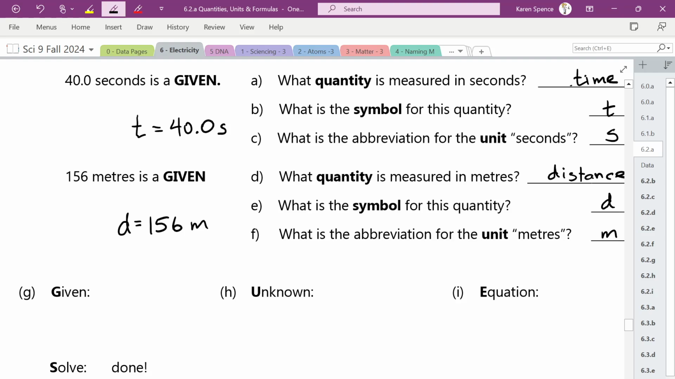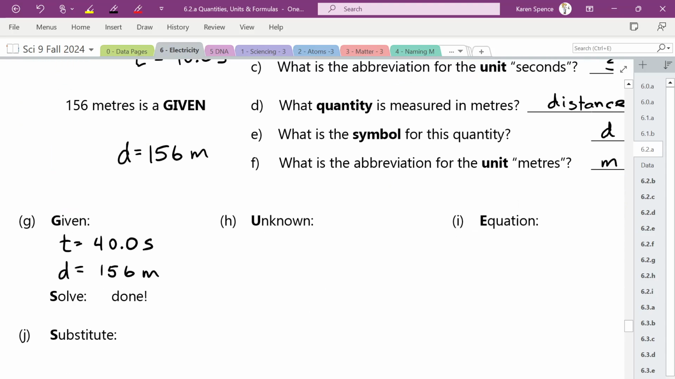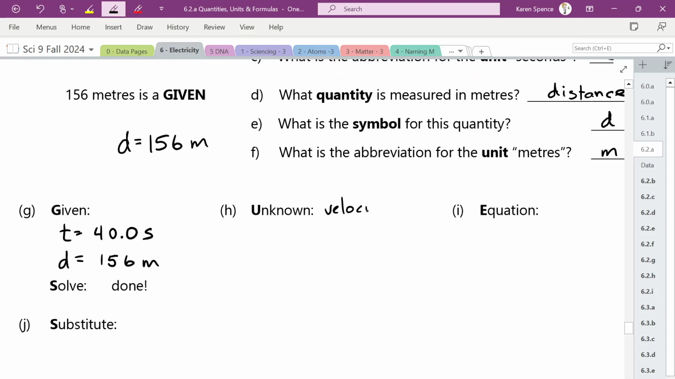So we would say our given, we have T equals 40.0 seconds. Our other given is distance equals 156 meters. What's our unknown? Velocity. What's the symbol for velocity? V. So we're going to say V equals, and what do we put after that? Because it's the one we don't know, we just put a question mark because it's unknown. Okay?